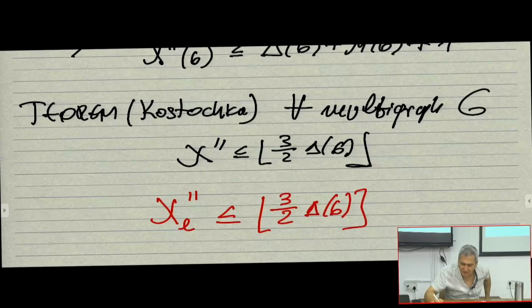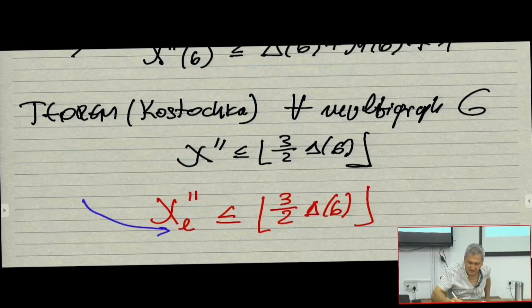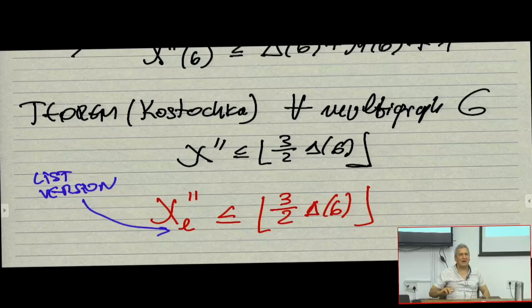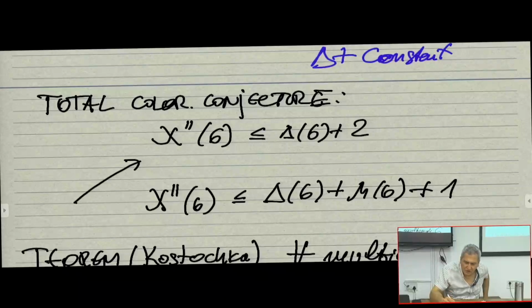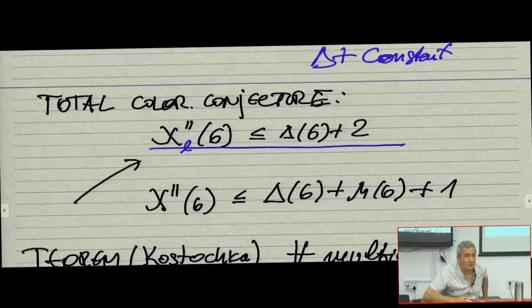So Kostochka proved this for usual coloring. Maybe he also proved it later when list colorings became popular, the list version. So in the afternoon when we start, I hope you look and tell me if anybody was doing this. This conjecture is hard. If I put list here, it will be even harder. Probably it is also true.